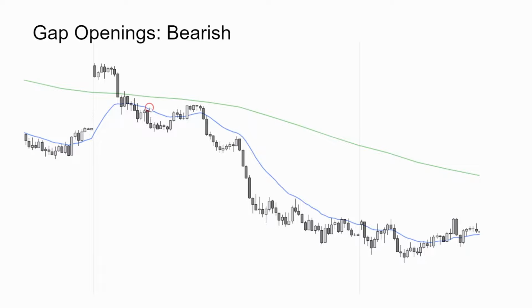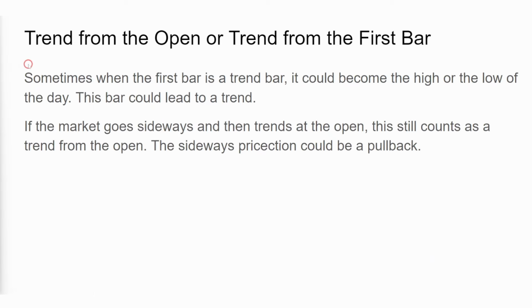So this could be that sideways price action for about an hour. I think you could still be short here and holding. Maybe you get out and get short again, and you catch the trend. Trend from the open or trend from the first bar.